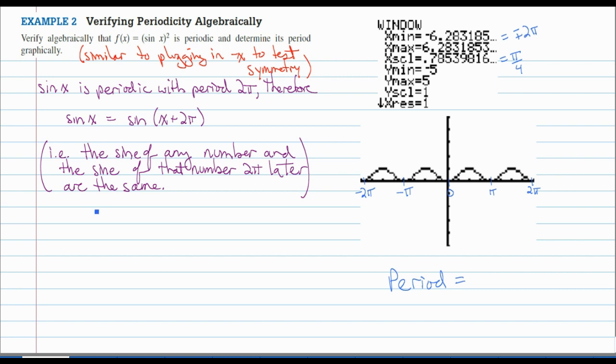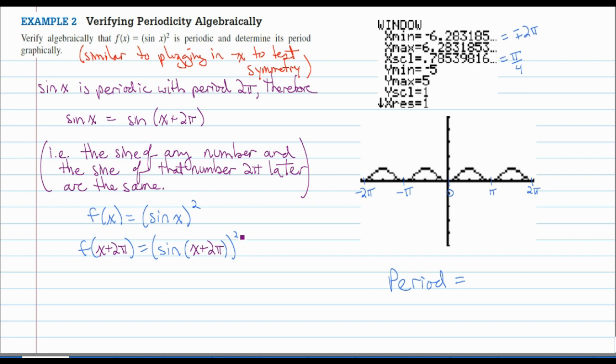First, we're going to start off with our original function. f of x equals the sine of x squared. Well, I know that f of x equals the sine of x squared. I want to know what's going to happen to the f of x plus 2 pi. So I am going to plug in x plus 2 pi and see what happens.